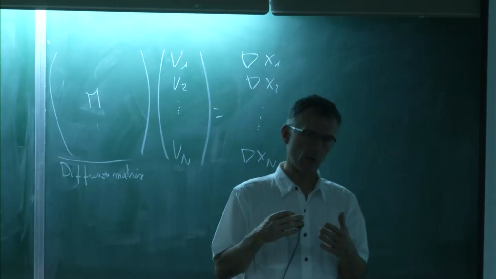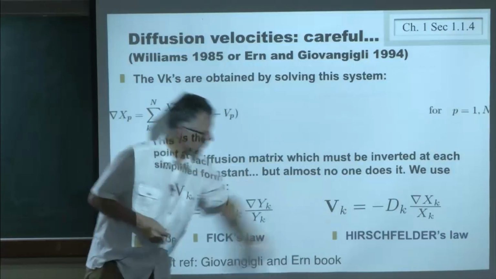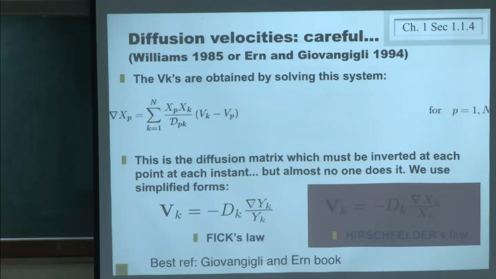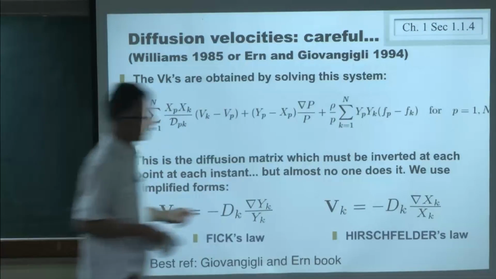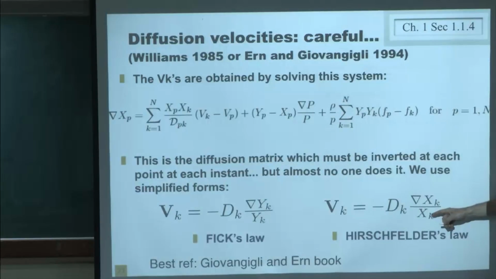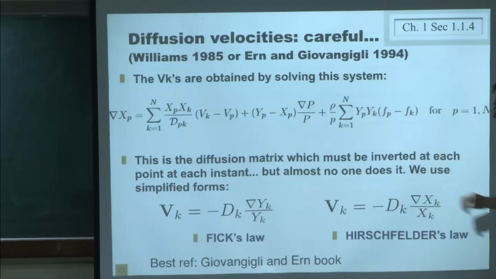And the first order of precision is this one, what we call Hirschfelder's law, saying that the diffusion velocity Vk is linked to the gradient of the mole fractions divided by the mole fraction itself, with a coefficient in front of it, which is not Dkp, it's Dk. That's the diffusion coefficient of species k into the mixture. And so it's not equal to Dkp. It's a bit more complicated. This one is the most precise you can have.